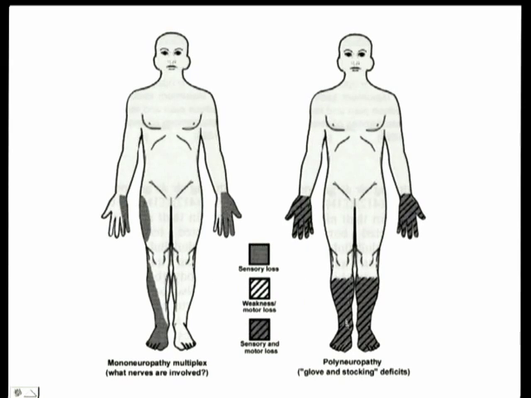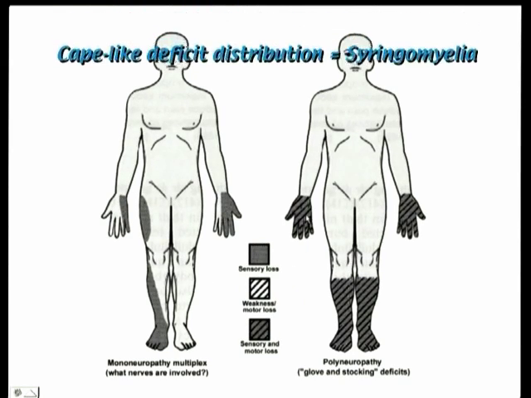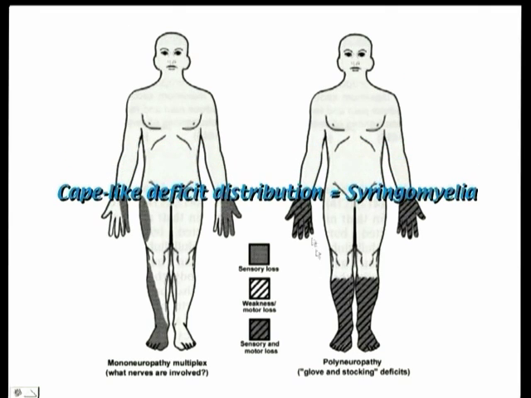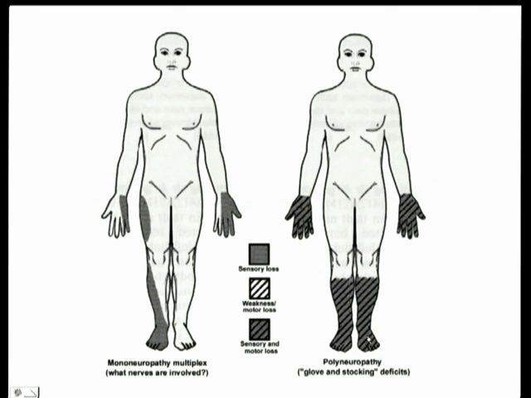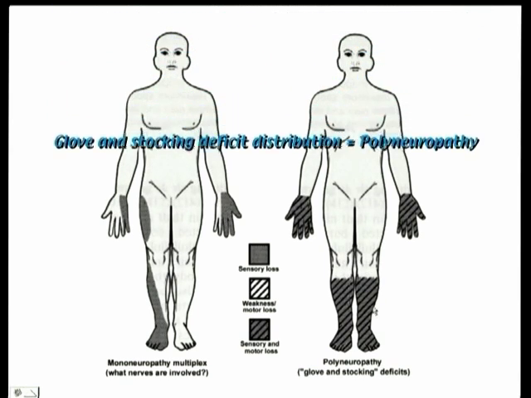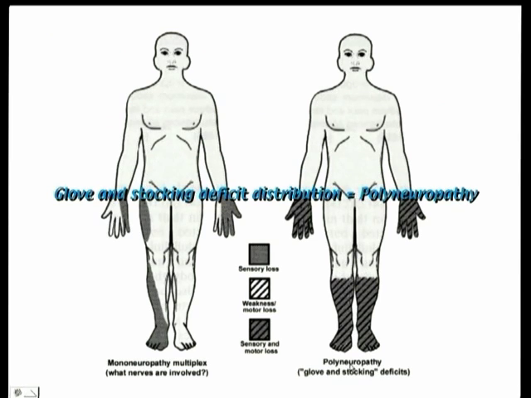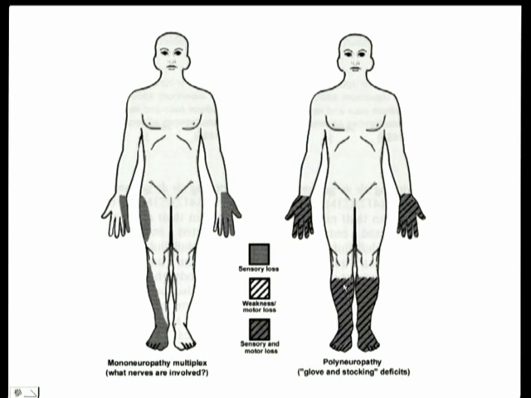Now, don't get confused between the cape distribution and the glove and stocking distribution. It's been my experience in the past that students confuse this with the cape-like distribution of syringomyelia. Here we need to think about a polyneuropathy. That is, every nerve that's projecting down into here is dying. And every nerve projecting into the hand area is dying.